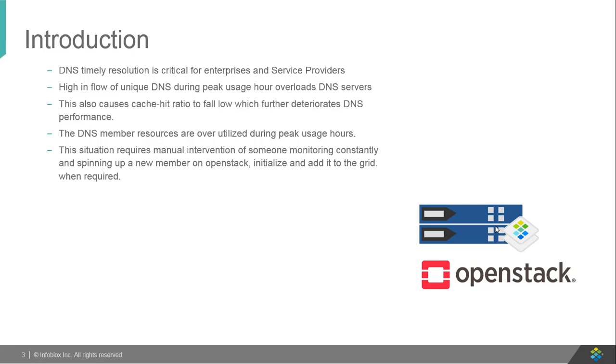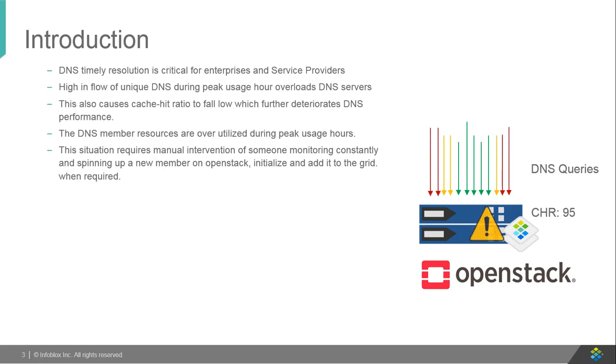DNS servers tend to get overloaded with multiple DNS queries during peak usage hours, which results in a low cache hit ratio, or more commonly known as CHR. Cache hit ratio is a measurement of how many DNS requests a cache can fill successfully compared to how many requests it receives. Low cache hit ratio results in more DNS queries being recursed for resolution, which further deteriorates DNS performance. This situation requires manual intervention of someone monitoring constantly and spinning up a new member when required.